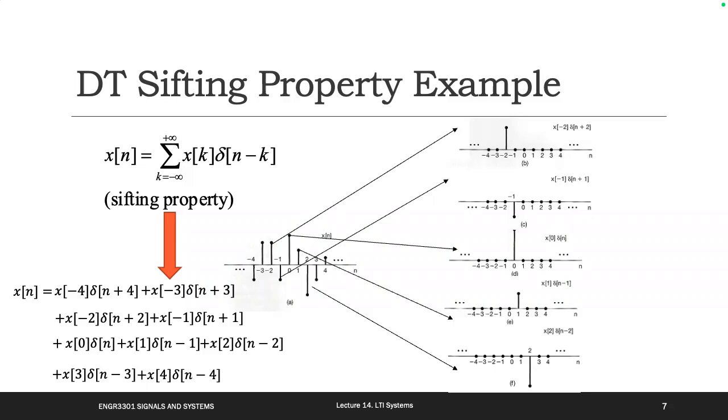Why is this function very important? Because we use these properties to get this. So this is just like the shifting properties, the DT shifting properties. Any question so far?